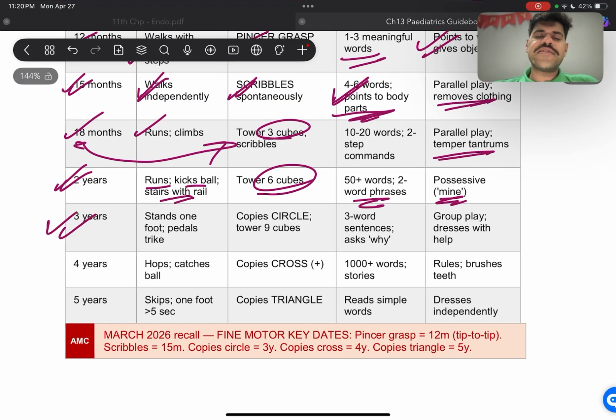At 3 years, they can stand on 1 foot, and they can pedal a trike. That means they can walk properly. Then they can copy a circle, and they can tower 9 cubes.